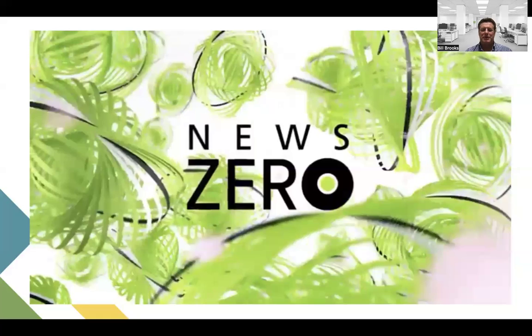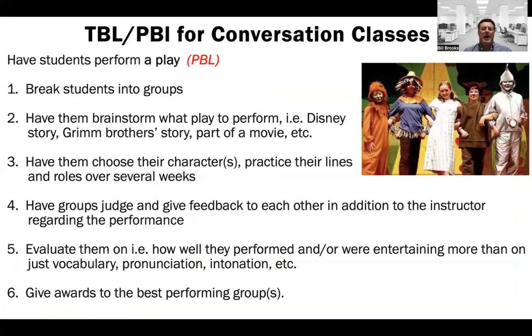So you can see those are some interesting ideas they have for that. Okay. Another thing you can also do with TBL conversation classes would be a skit of a play or a movie. So you break them into groups again, have them brainstorm about whatever play or movie they want to do. It could be a Disney story, Grimm Brothers story, Hansel and Gretel, part of a movie.